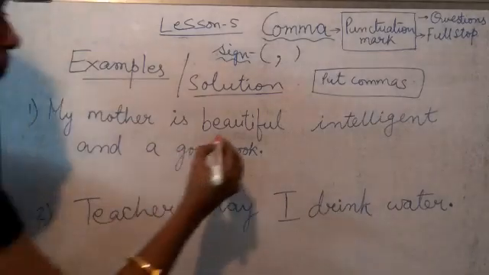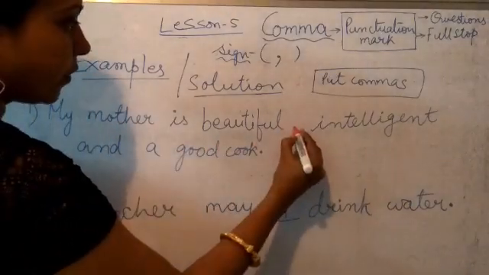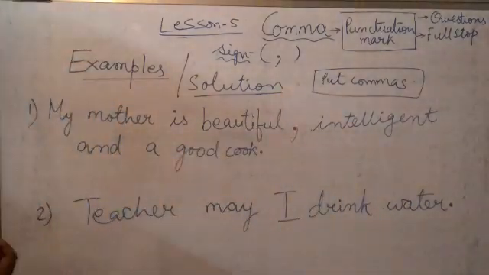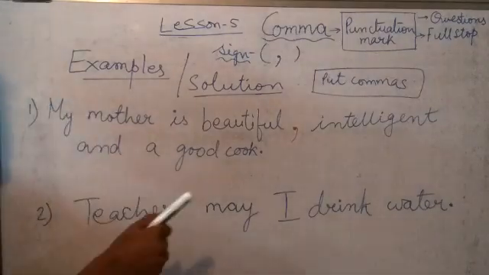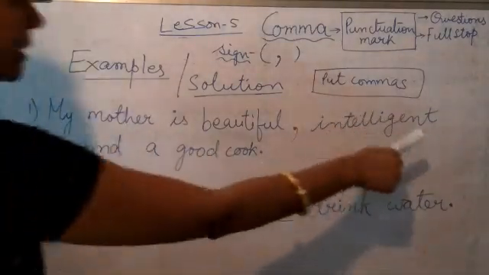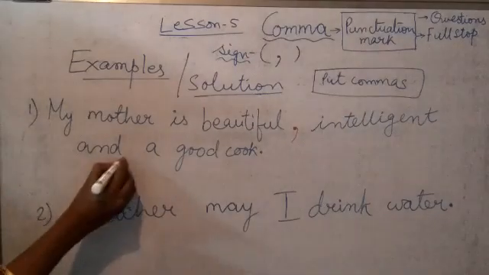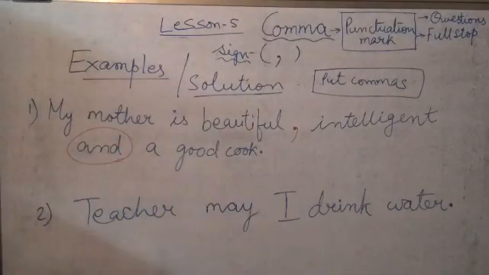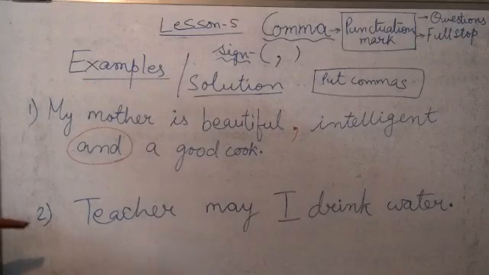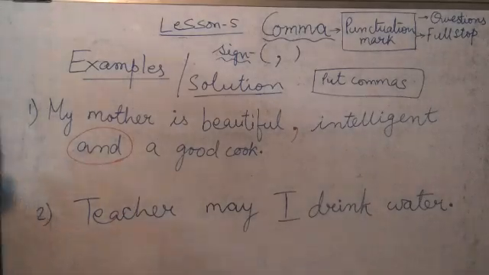Let's start. Beautiful, intelligent. In between, we have to use a comma. But we will not put a comma after intelligent because here the word given is and. As I have told you, before and we will not put a comma.